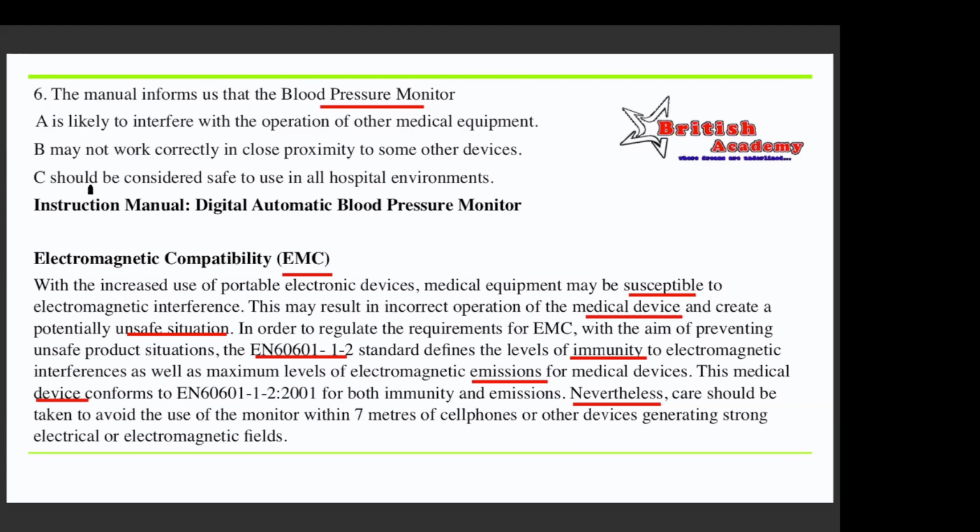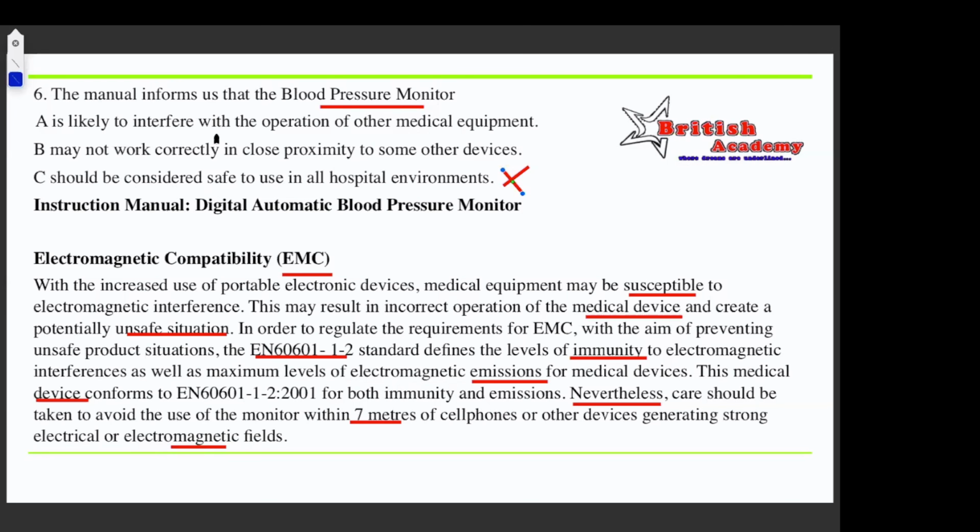Okay. Now the C option says should be considered safe to use in all hospital environments. Does it say that? It never says that, right? This is especially for Natasha, who has chosen C. Even though it says, nevertheless, care should be taken to avoid the use of the monitor within 7 meters of cell phones or other devices generating strong electrical or electromagnetic waves. So at least 7 meters we should maintain. So the option that this manual informs us that the blood pressure monitor should be considered safe to use in all hospital environments is not the right option.